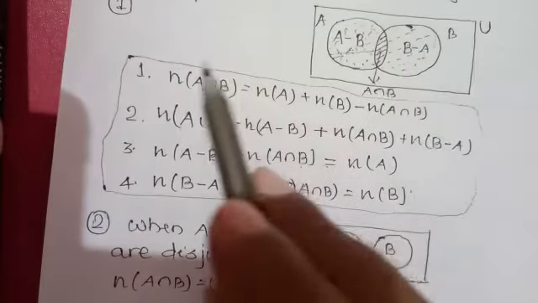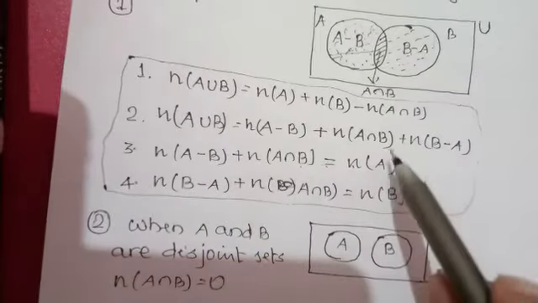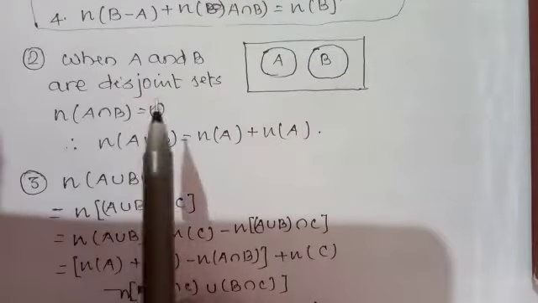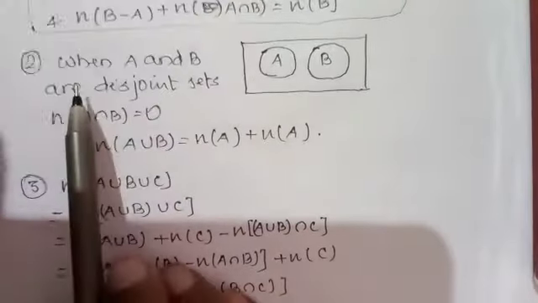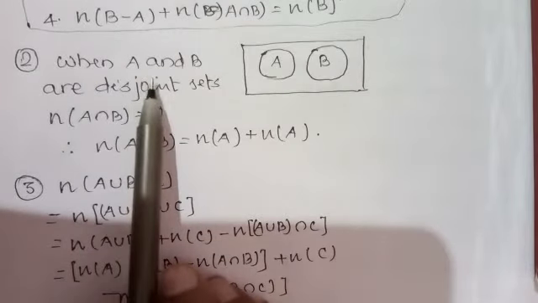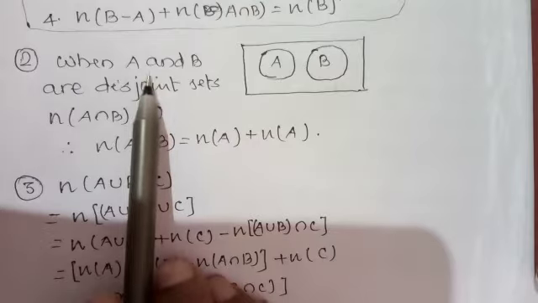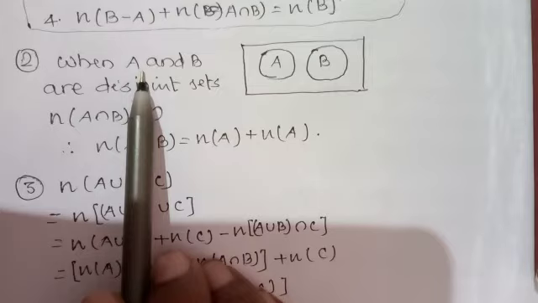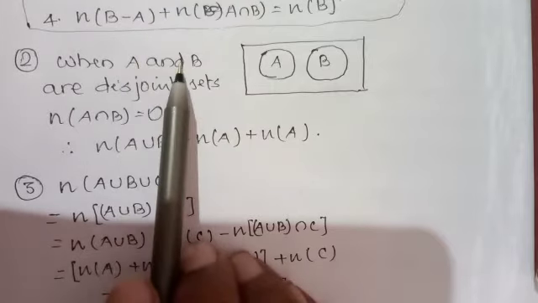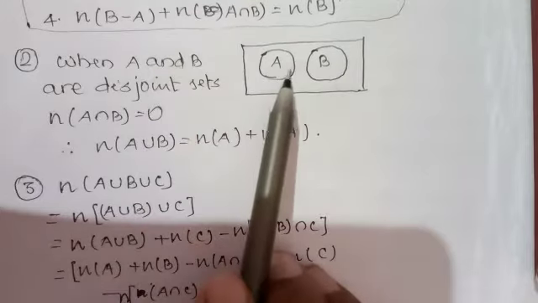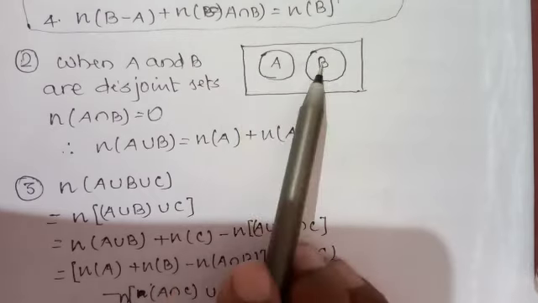See the first part of the formula. Now come, children, to the next part of the formula. When A and B are disjoint sets, it is already defined what disjoint sets are: two sets having no common element. No common element means the number of elements of A intersection B is 0. They are disjoint sets.